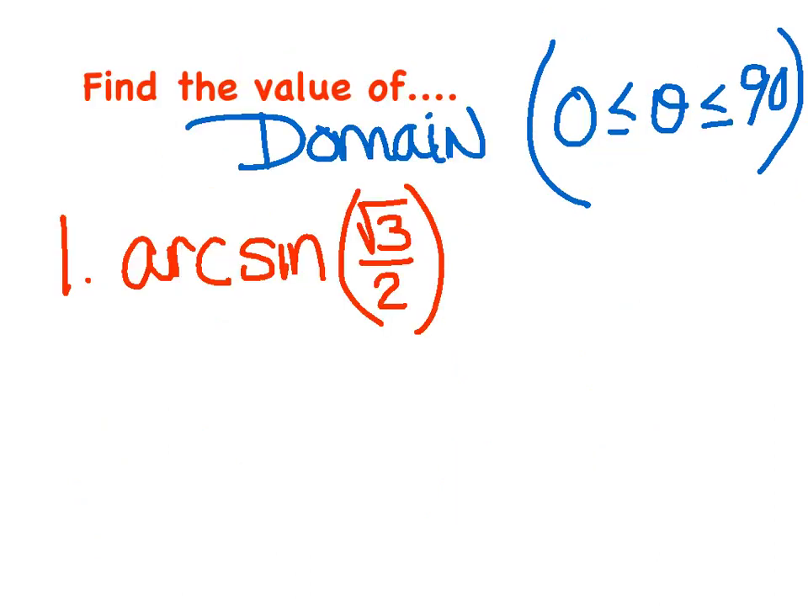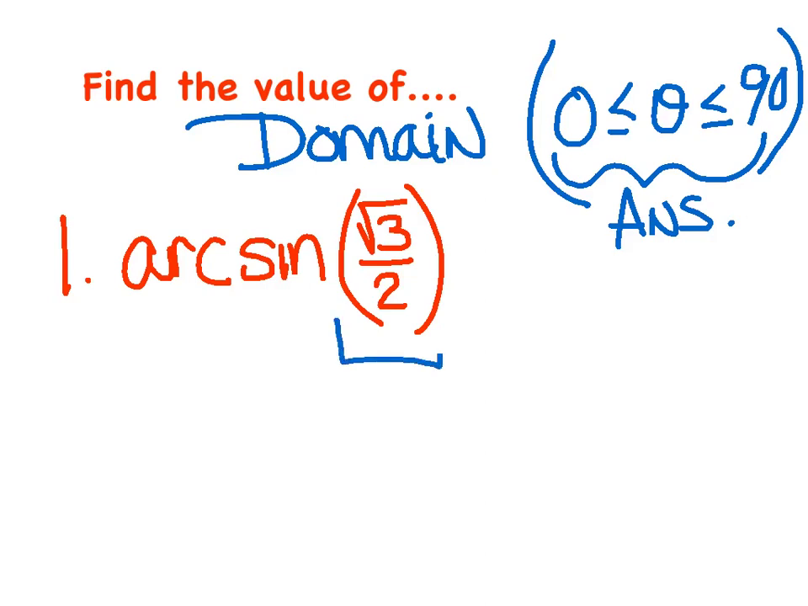All right, so here's a common question. Find the value of, and I'll list the following out here, given a domain 0 is less than or equal to theta is less than or equal to 90 degrees. So this is telling me my answer has to fall between 0 and 90 degrees. Now, find arc sine of radical 3 over 2.